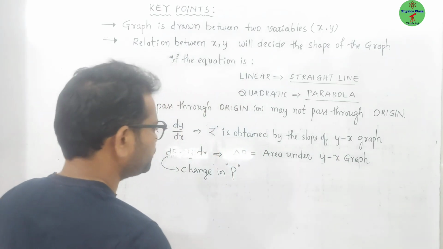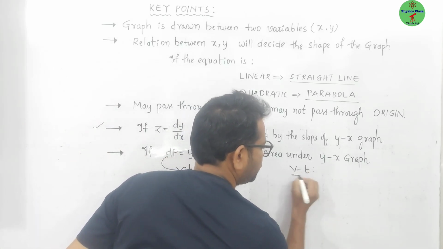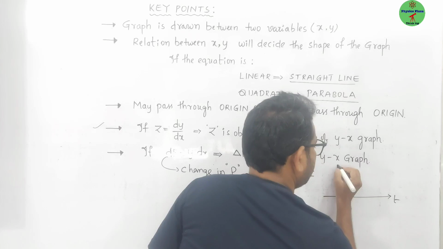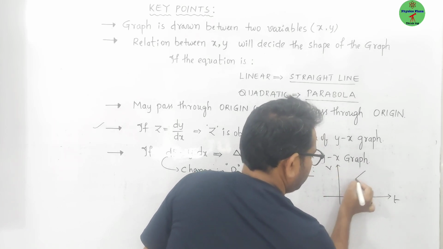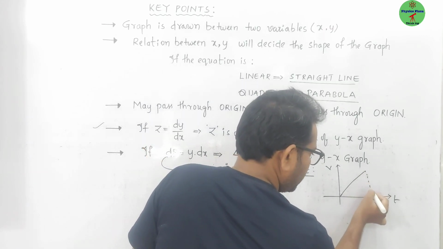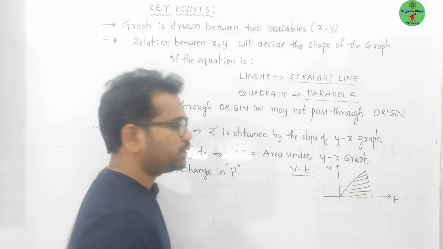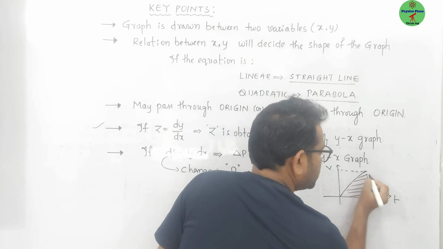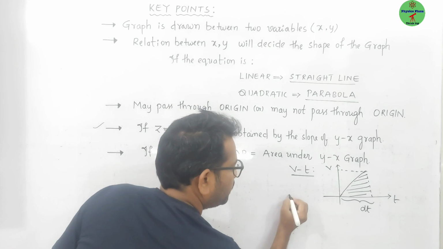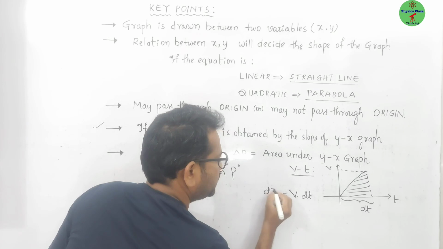Let me give you one example. For suppose, let us take a velocity time graph only. For suppose here time and here is velocity. I got a graph like this. So the area under the velocity time graph gives a displacement. Here is a velocity and this is a change in time here. So here v into dt gives you the change in displacement.